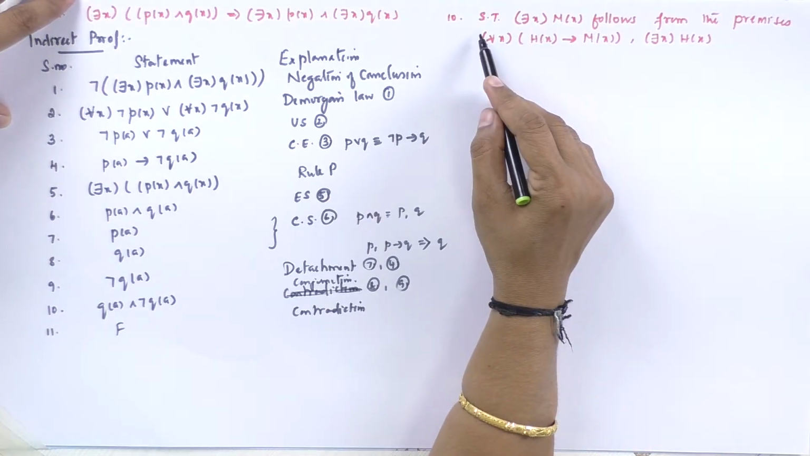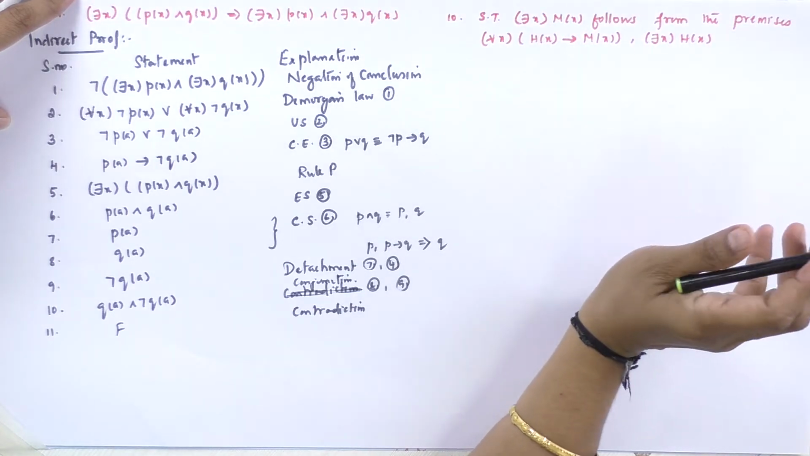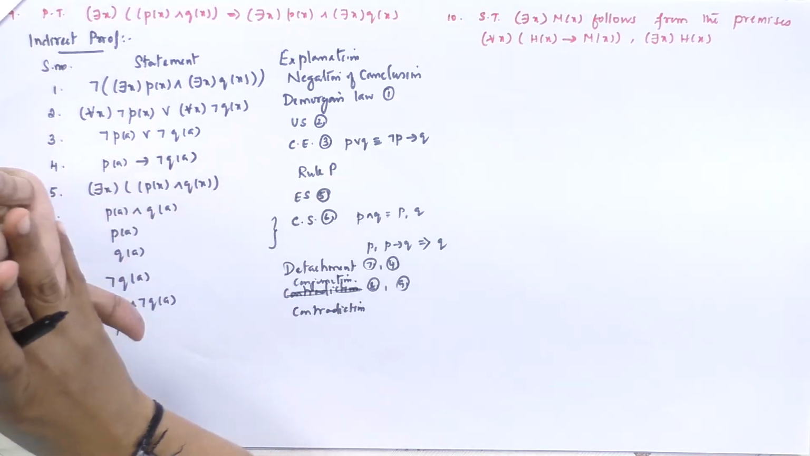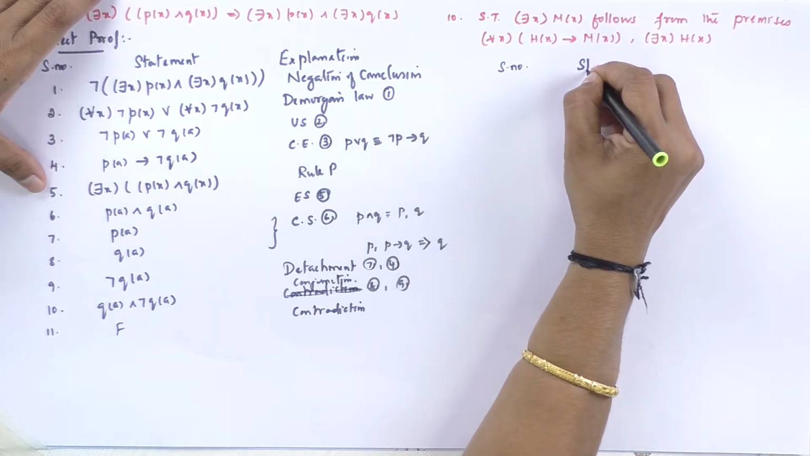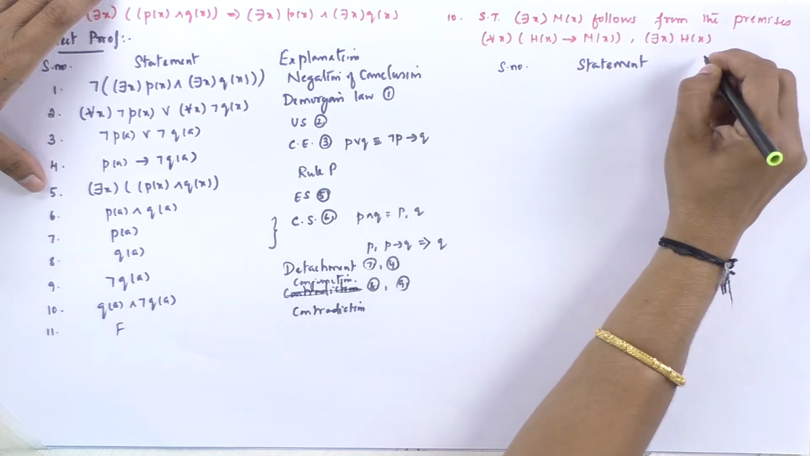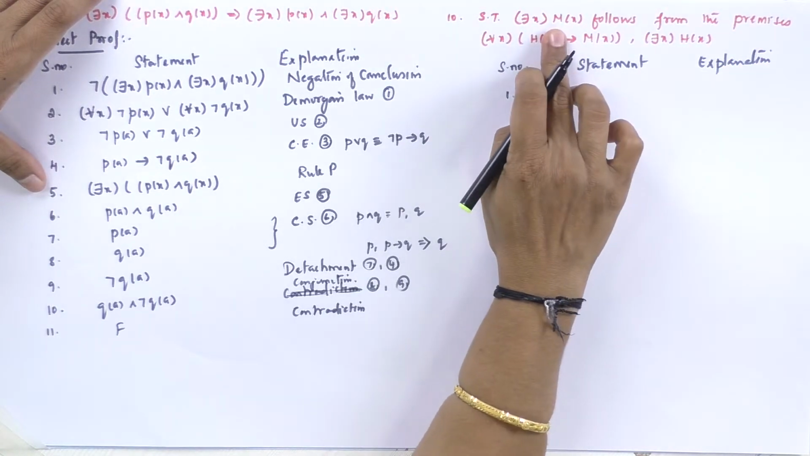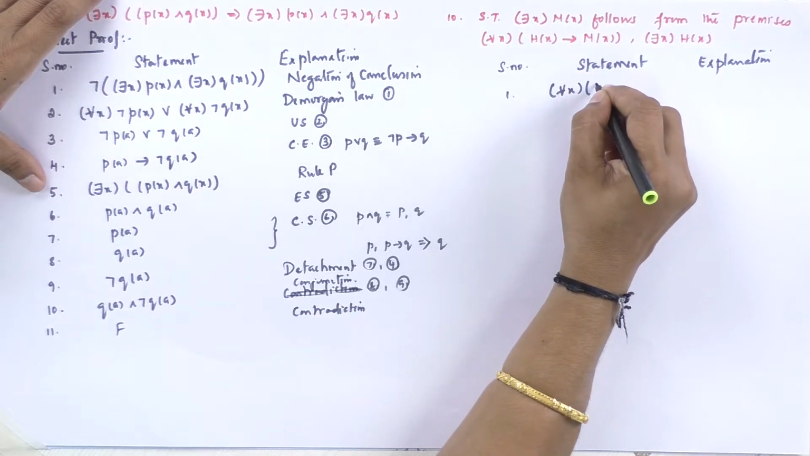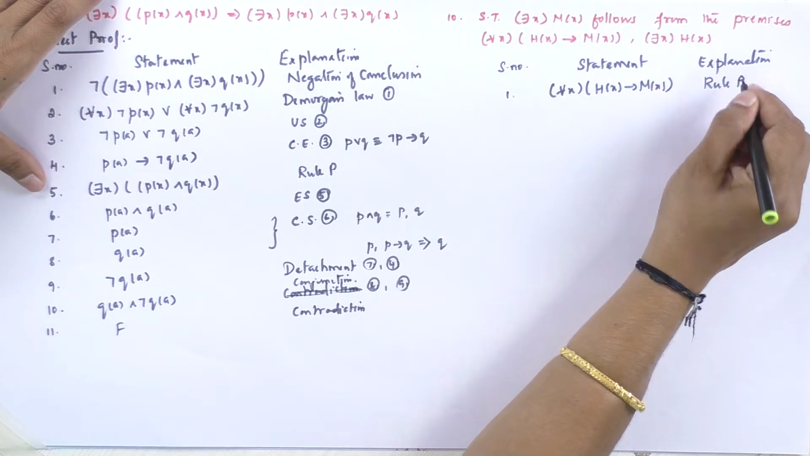See the next problem. Show that there exists X, M of X follows from the given premises. I hope it is similar to the previous problem we have already done. There I specifically pointed to one particular object, and here it is in a generalized form. So this very well everybody can do. Serial number, statement, explanation. So now this is our conclusion, and these are the two premises given to us. So we will take the very first premise, for all X, H of X conditional M of X. So that is rule P.